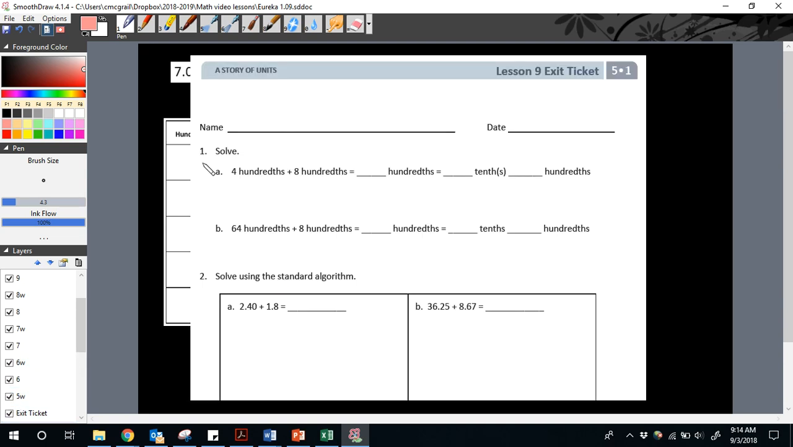You're going to work on the exit ticket by yourself. So go ahead and put your name at the top. Remember that if you're looking at this and you feel like you need extra support, please mark a star at the top and I will make sure to see you first. Please answer 1A and B, as well as using the standard algorithm for 2A and B. Good luck. See you guys next time.